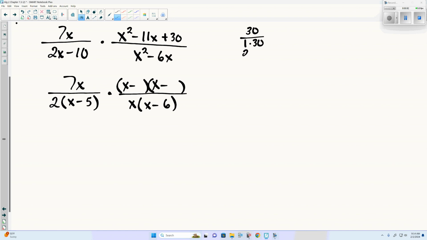Now factors of 30: 1 and 30, 2 and 15, 3 and 10, 4 does not work, 5 and 6. 5 and 6 would be nice, yes? Because no matter how I put them, if we put 5 and 6, I now have an x minus 5 on top and bottom. I now have an x minus 6 on top and bottom. So it would work out very nicely if this was the case. And if we do check this here, x times negative 6, negative 6x. Negative 5 times x, negative 5x. Giving us the middle term of negative 11x. So it is correct.